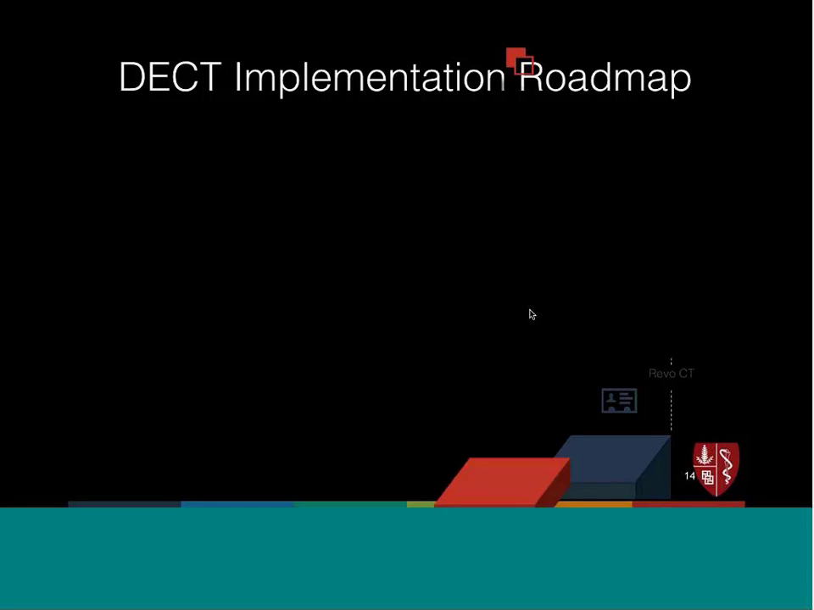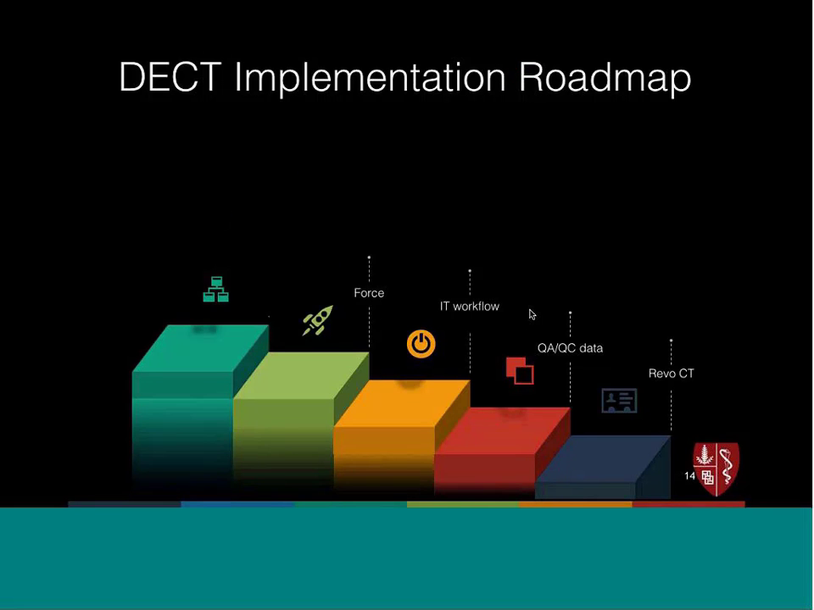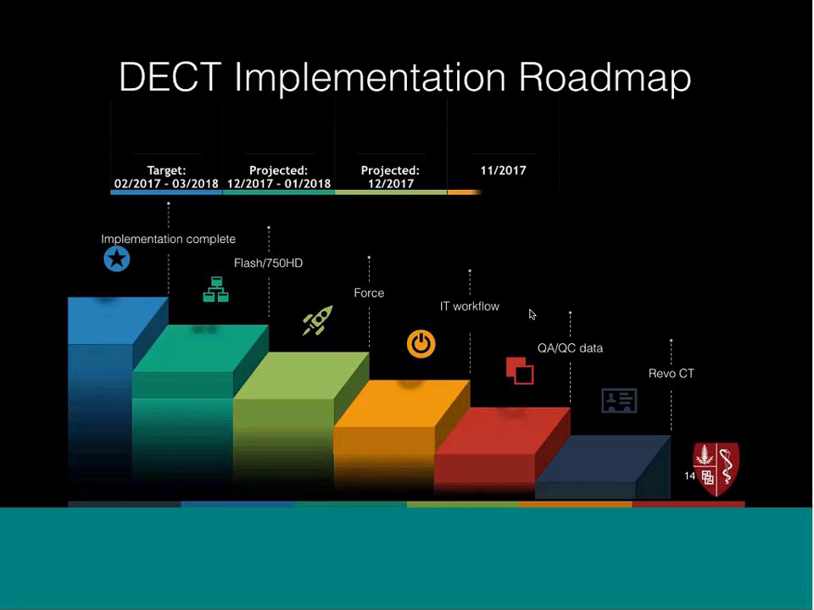Let me just tell you what we've done already and the amount of work that's already been put into place. This is the roadmap that I had in my head when I first started in August, okay? That we would basically start with the Revolution CT since it's at an outpatient center and sort of work our way in, okay? We learn from it, basically do some QA, QC, get the IT stuff going, make sure that the workflow is optimized, then maybe start with a Force at the Sherman, then finally get to the Flash, and then hopefully the implementation is complete at some point by February to March of 2018.